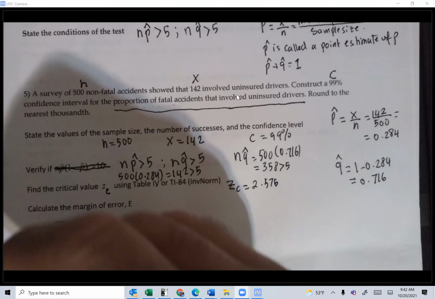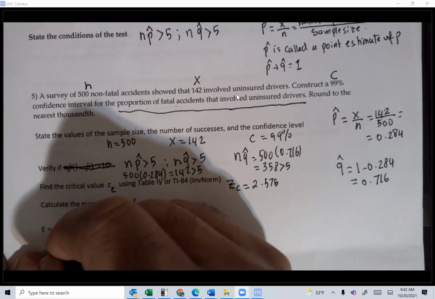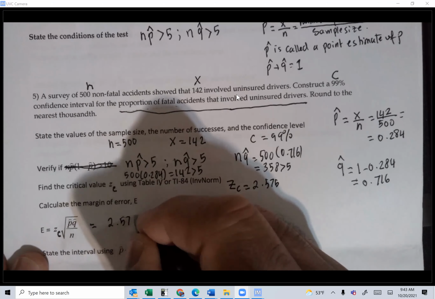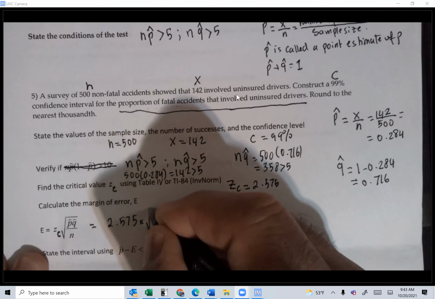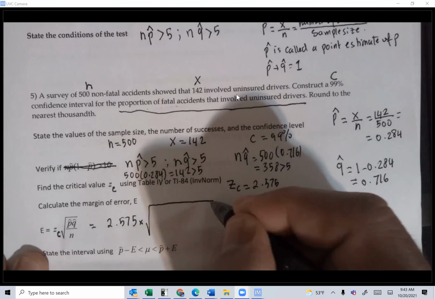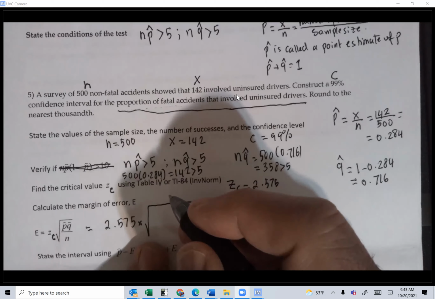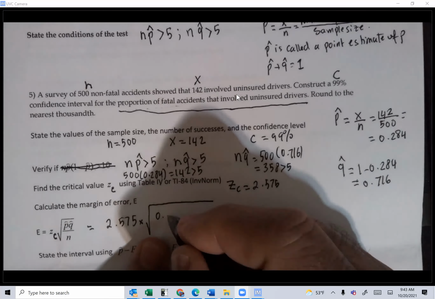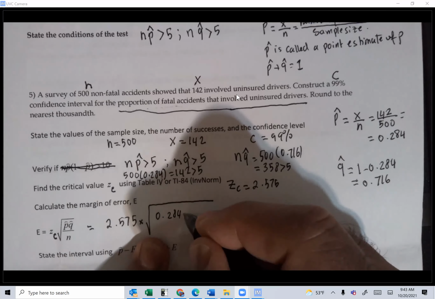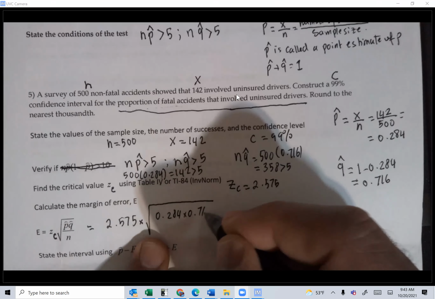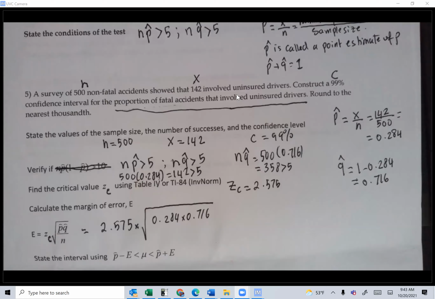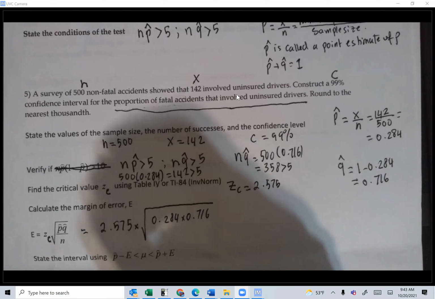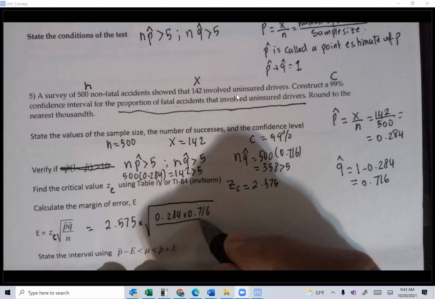Okay, now find the margin of error, which is 2.575 times the square root of P hat times Q hat divided by N. I will give you this formula if I ask you to do this by hand, guys. So P hat is 0.284, Q hat is 0.716. And again, guys, Q hat is 1 minus P hat, divided by the sample size, 500.